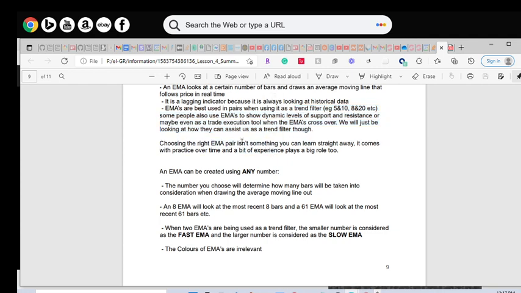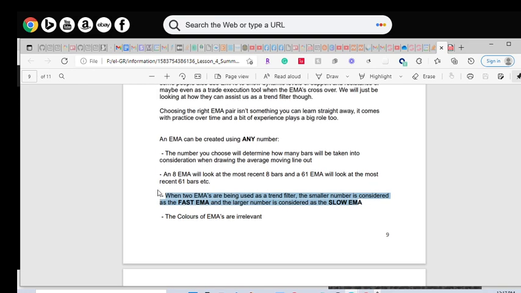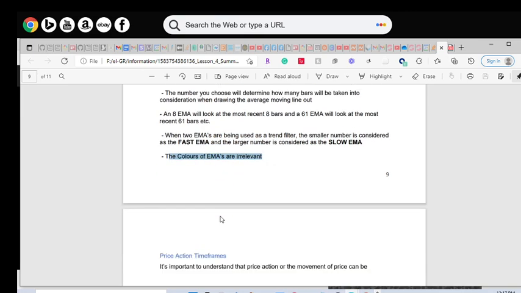Choosing the right EMA comes with practice over time. EMAs play a big role, so take into consideration the moving line. When 2 EMAs are being used as a trend filter, the smaller number is considered the fast EMA and the larger number is considered the slow EMA. The colors of the EMAs are irrelevant.